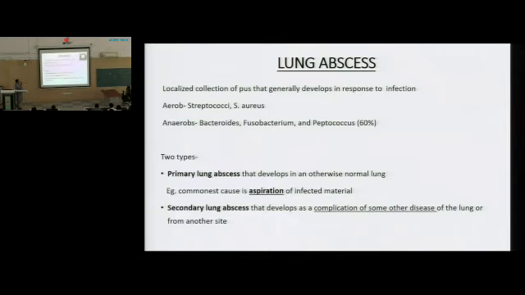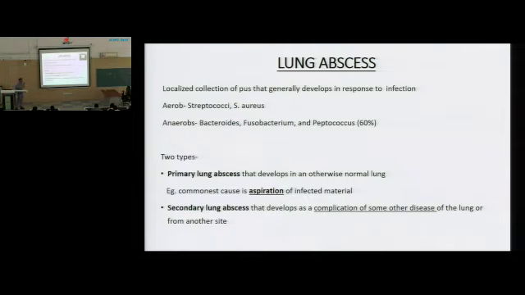What is lung abscess? It is a localized collection of pus that develops in response to infection. It can be aerobic or anaerobic. In aerobic, it is mostly caused by Streptococci and Staphylococcus aureus, while in anaerobes it can be Bacteroides, Fusobacterium, or Peptococcus. Lung abscess is of 2 types, primary or secondary. Primary develops in an otherwise normal lung. For example, the commonest cause is aspiration.